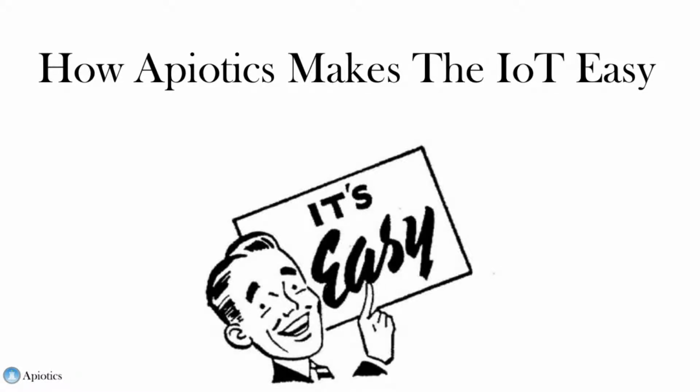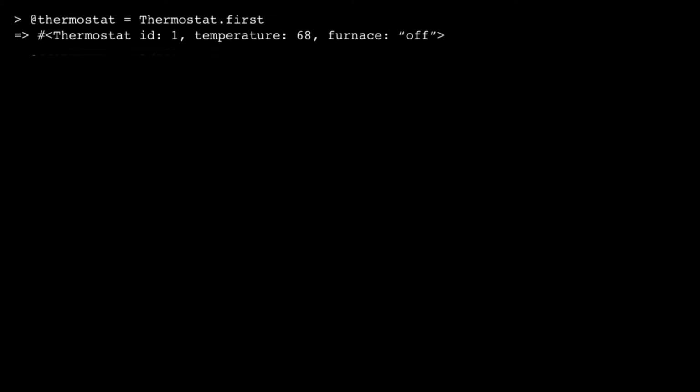Apiotics makes the IoT easy for Rails developers. Here's how. In an ideal world, we'd like to be able to create a Rails application to control, for example, a smart thermostat, and open up our Rails console, select a thermostat using our thermostat model, use that thermostat's furnace attribute to set the furnace to on, and then once we save the thermostat instance, have that be reflected in our device. Apiotics makes doing this easy, and in this video, we'll show you how.